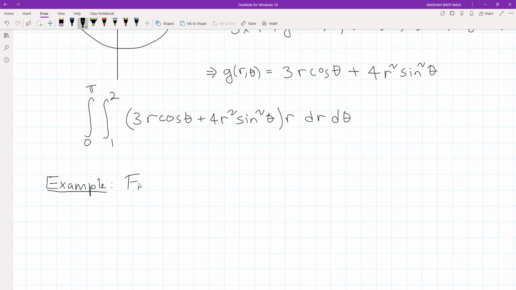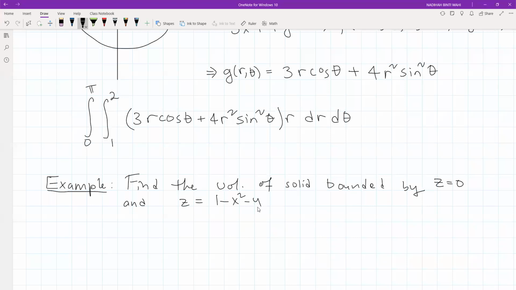Okay, find the volume of solid bounded by z equals to 0 and z equals to 1 minus x squared minus y squared.